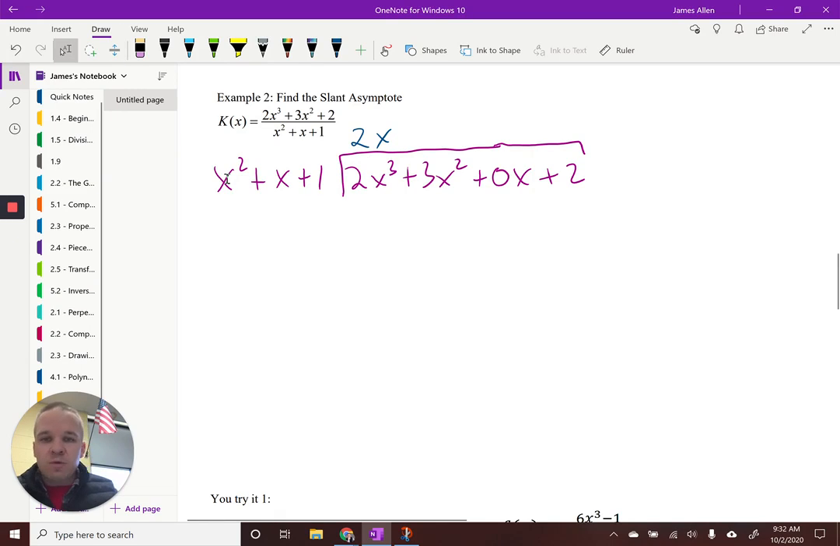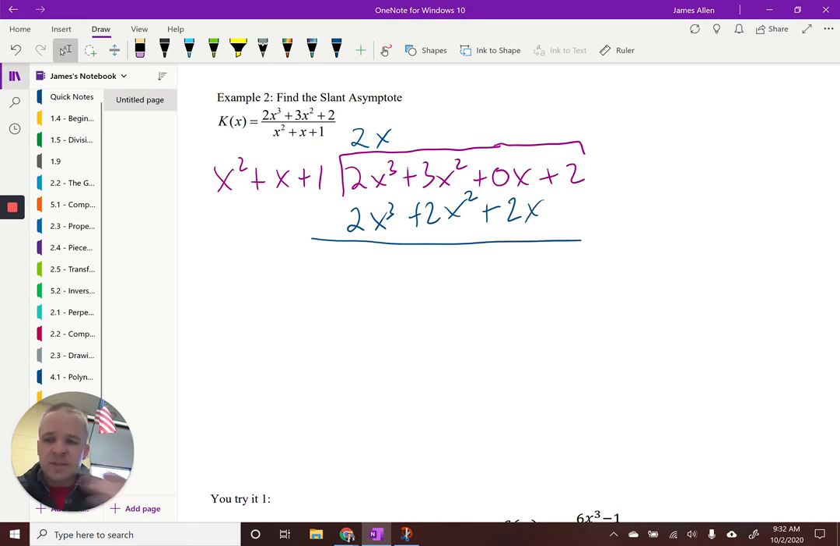So 2x times x squared gives me 2x cubed. Those should always match up. Otherwise, you did something wrong. And then I just multiply to the x, and I get 2x squared, and then I multiply to the 1, and I get 2x. Now I'm going to draw my line, and I'm going to subtract. So I've got a nice little rhyme. You ready? Draw a line, change the sign. Make them all, boom, subtraction, subtraction, subtraction. That's going to cancel. I'm going to be left with x squared and then negative 2x. And then I'm going to drop down that 2.